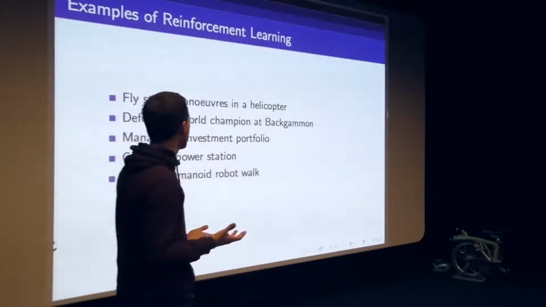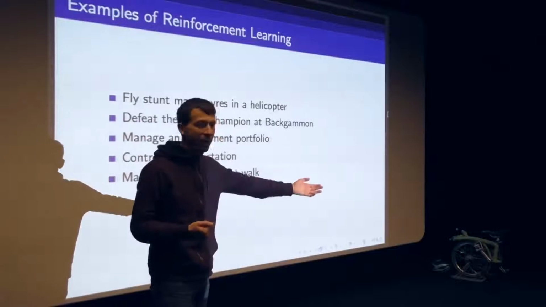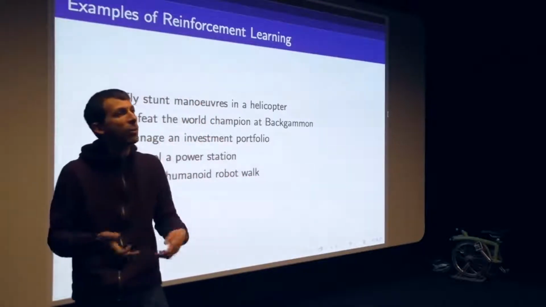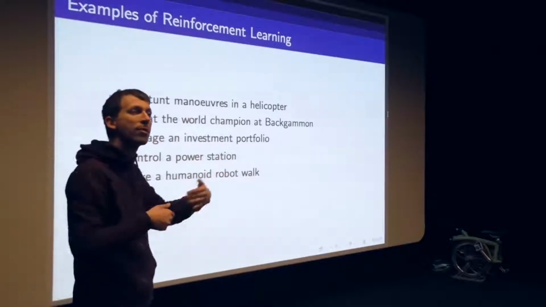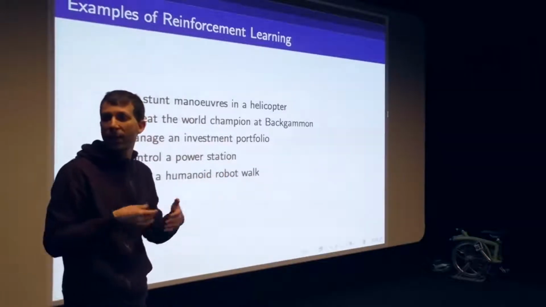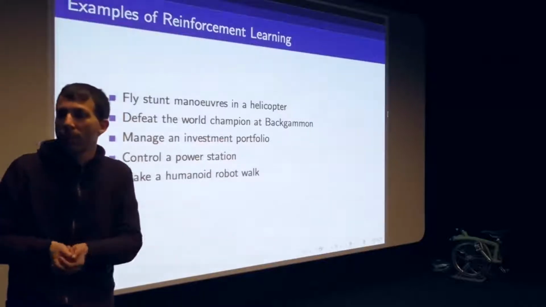Another example would be to make a humanoid robot walk. So you don't want this thing to fall over. You maybe want it to get to the other side of the room. How do you do that? This is a reinforcement learning problem. There's rewards at every step telling you whether it's falling over or whether it's making progress, and at every step it's got to learn for itself how to figure out this behavior of walking across the room.